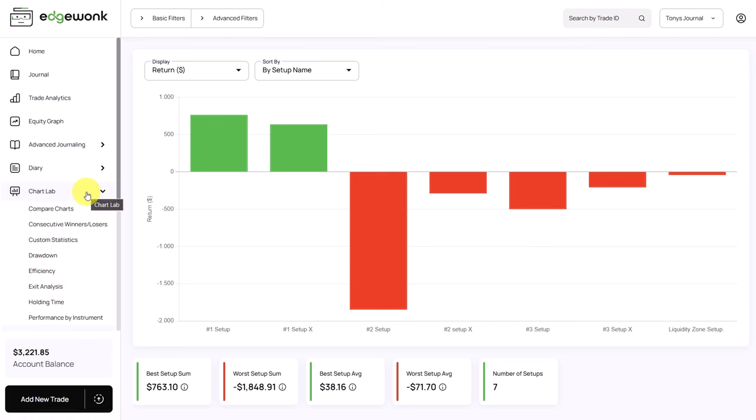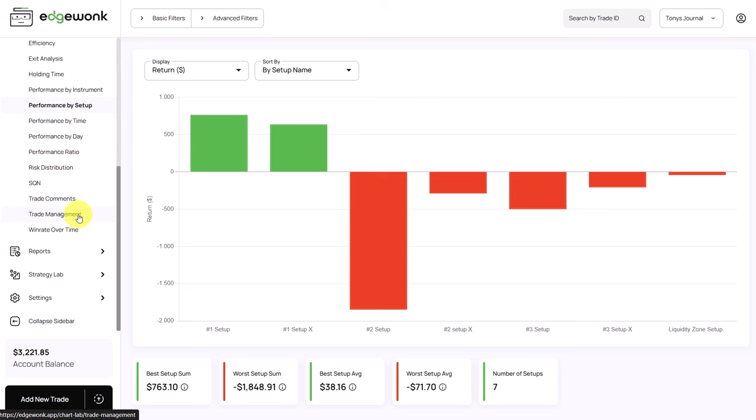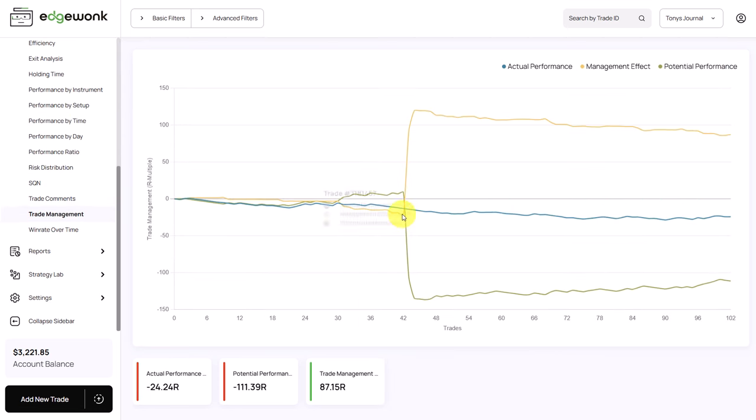As I said, I also want to give this trader some tips on improving his data quality and correcting some of the issues. So the first thing that really stands out is the trade management. And whenever you see such a big jump, there's usually just one reason for this to happen.